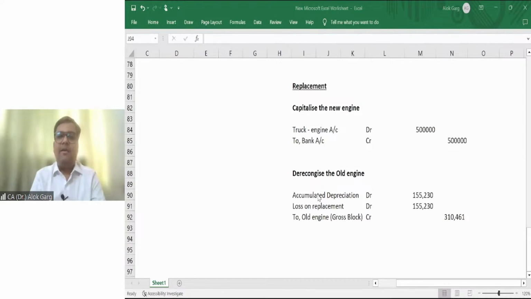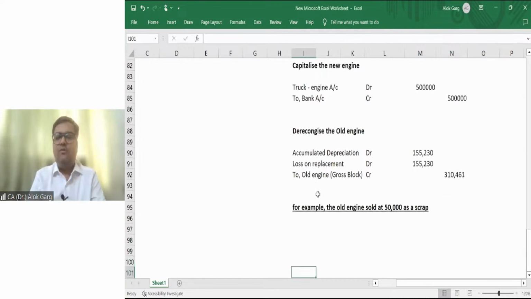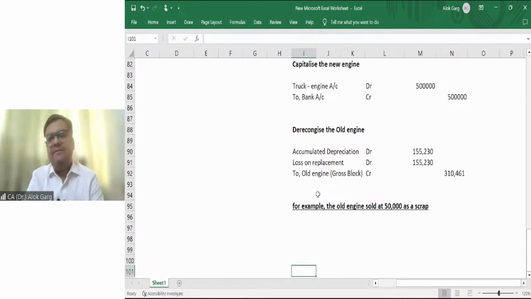Sir, what happens if, for example, the old engine is sold at 50,000 rupees as scrap value? Because in a practical scenario, normally if you sell such a big engine, you will get some scrap value from the dealer who is giving you the new engine. For example, if you are purchasing a new battery, you can sell your old battery for 200 rupees, 500 rupees or 1000 rupees. Sir, what happens in that case?